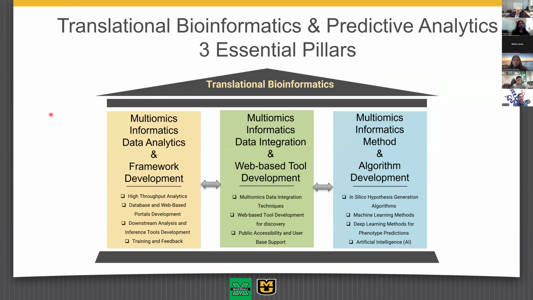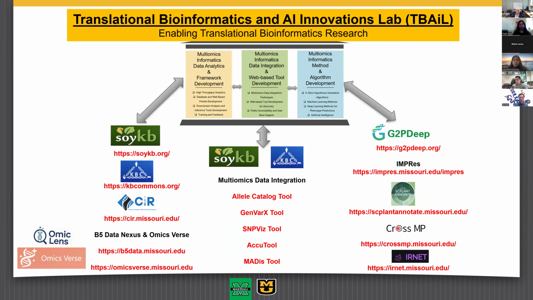So when I think of this area, we really have organized that into three essential pillars. The first pillar is that high throughput analytics and framework. The second pillar is where we do a lot of web-based tool development so that you can make use of this data seamlessly without having to go to a Linux server to look through millions of records. And then the third piece, which is purely focused on computational method development, which also involves a lot of AI-based solutions as we are going into the future.